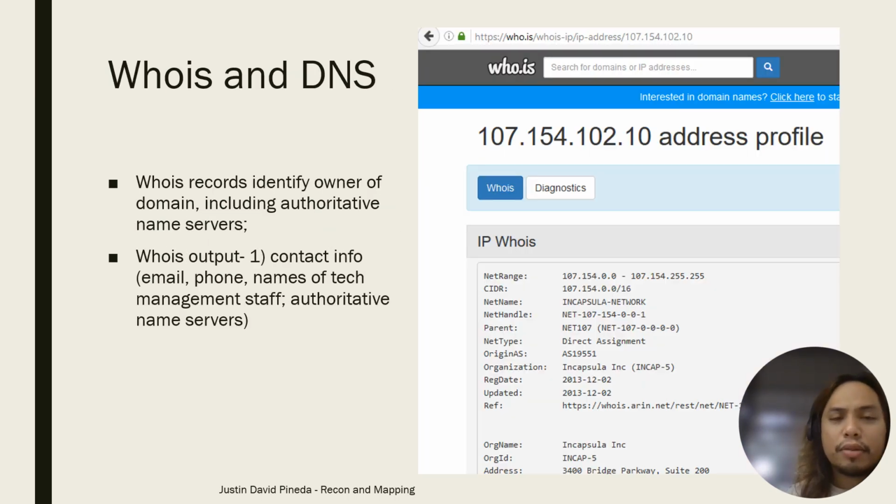The usual is to verify your target using whois and DNS, to identify the owner of the domain, get the range of the IP, including authoritative name servers, and cross-reference it, because you can also do social engineering attacks targeting the contacts, the management staff and other things.